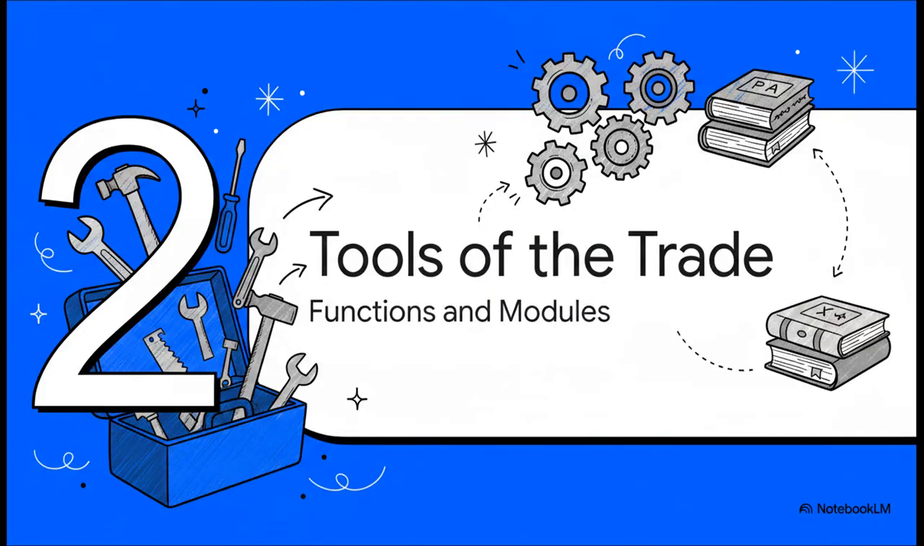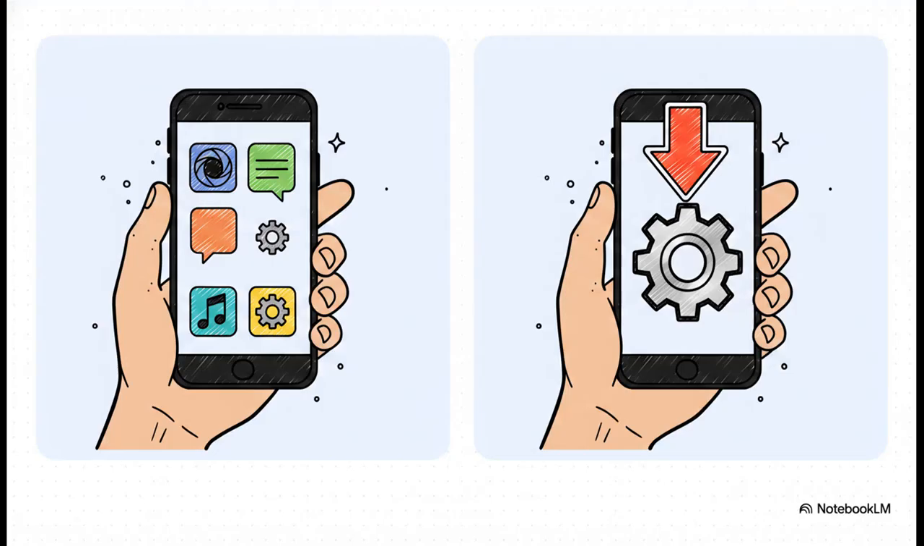Moving on to Section 2, Tools of the Trade. This is where we look at functions and modules. Imagine buying a brand new smartphone. Right out of the box, it comes with pre-installed apps, right? Your camera, your messages. In Python, these are what we call built-in functions. Stuff like print, to get text on your screen, or input, to actually ask the user a question. They are just always there, ready to go.